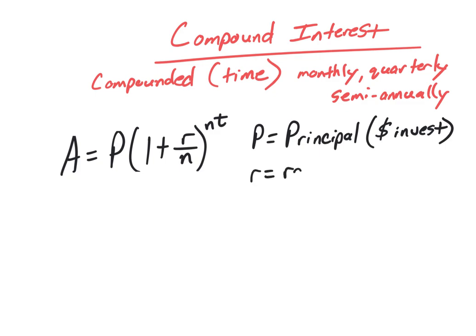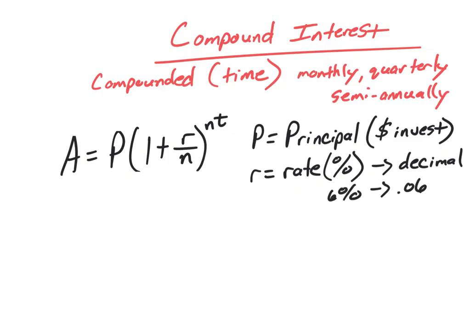R is what we call the interest rate, so I'm just going to call it the rate, R for rate. Usually it's given to you as a percent, but we always want to change it to a decimal. So for instance, if I gave you 6%, I would change that to 0.06. We can't just put it in as 6, because then it's going to look like you made a really big chunk of money, but unfortunately they won't pay you out that money.